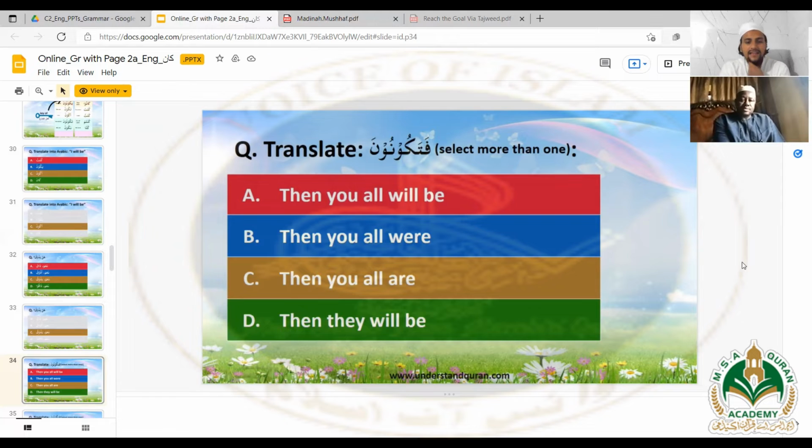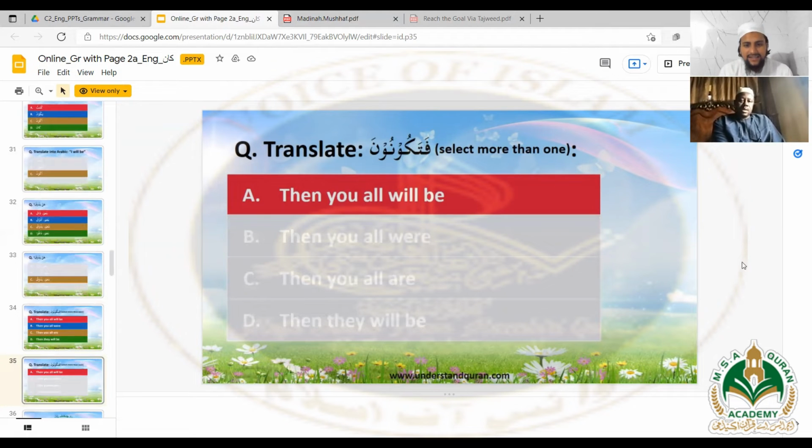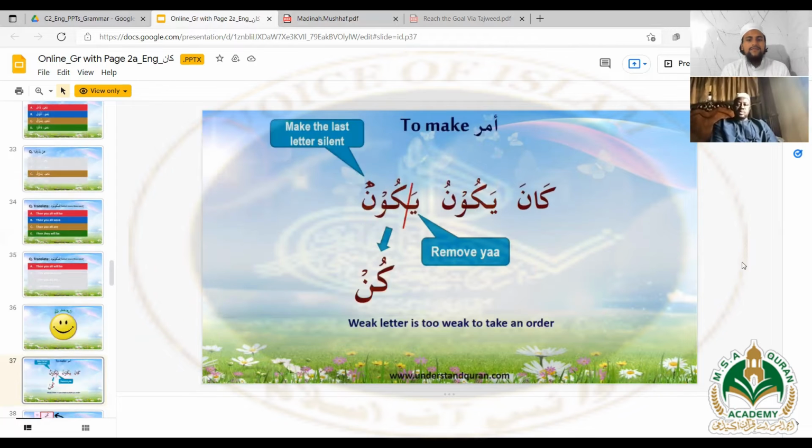MashaAllah. Let's check it. This is A and C. Then C is also there. There is some correction. C is also there. Yes. Okay. Then you all are. That is the answer. And now Amr: to make Amr, make the last letter silent.